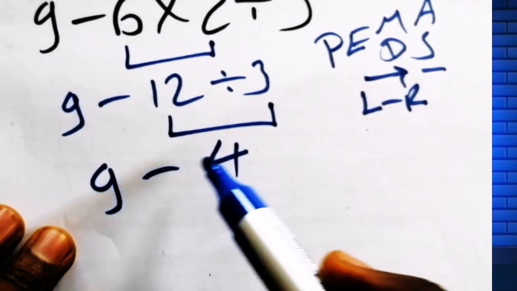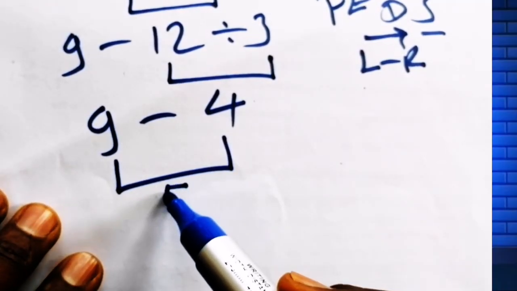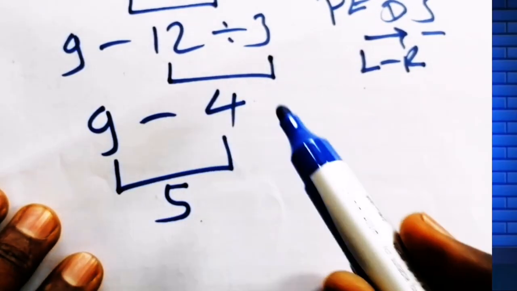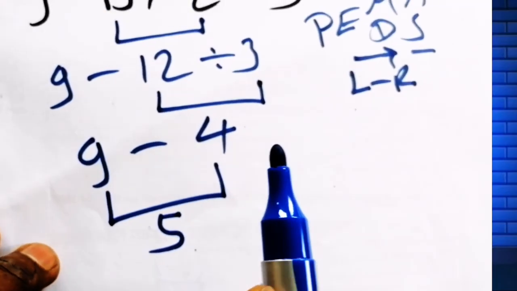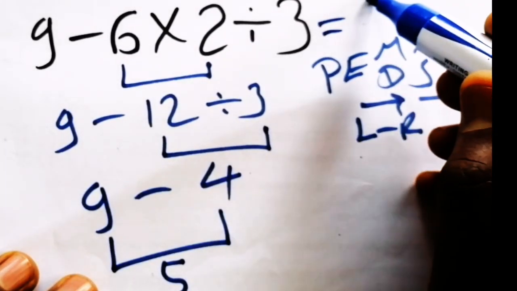Then 9 minus 4. 9 minus 4 is just 5. Therefore the correct answer of this problem is equal to 5.